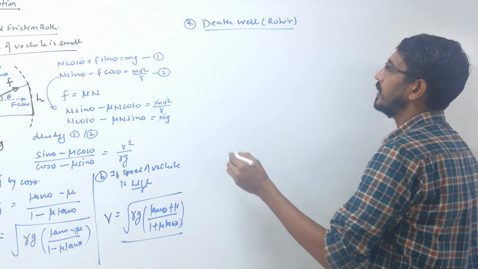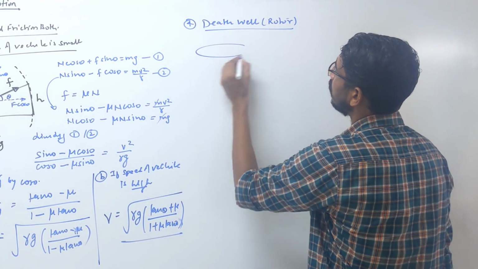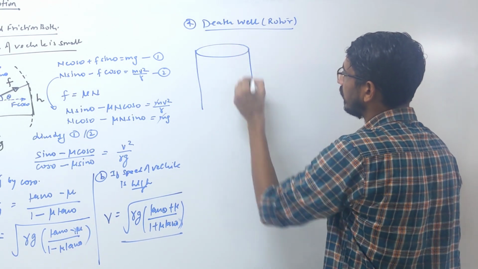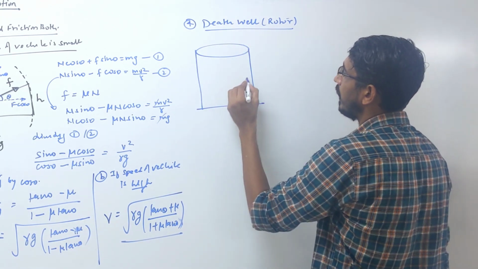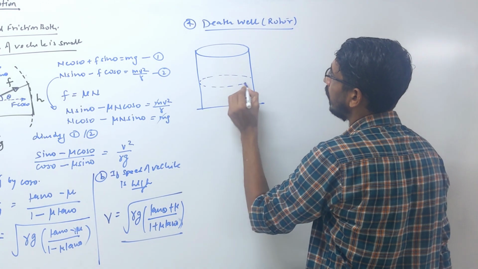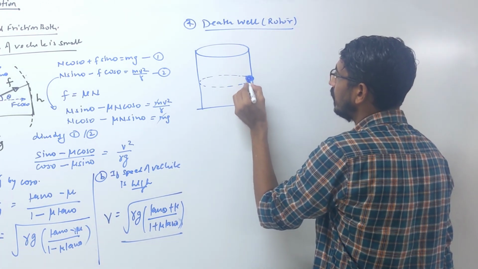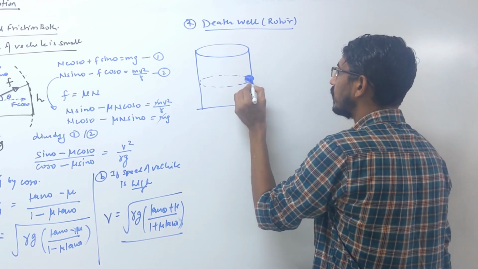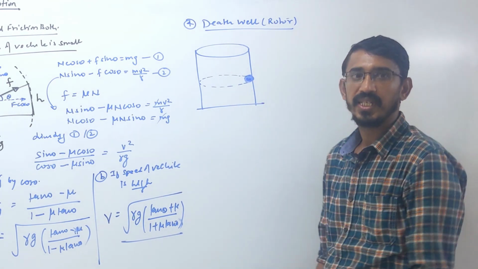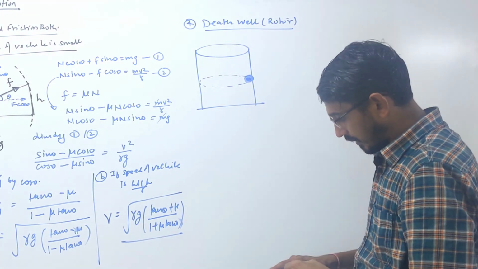So what they do is, this is the well, like this, and they are rotating on this in a circular path. They are here and they do not fall down. Why doesn't it fall down? Because of some forces. What forces? Let's write them.